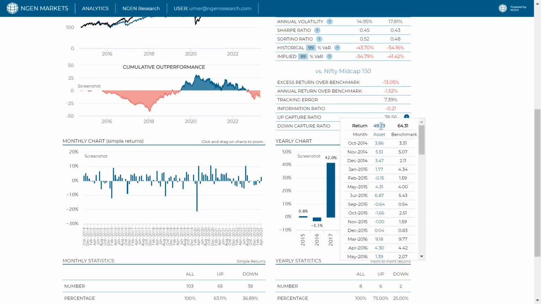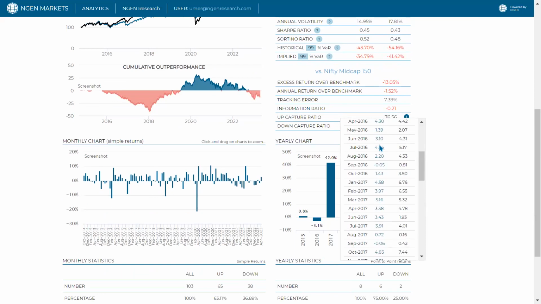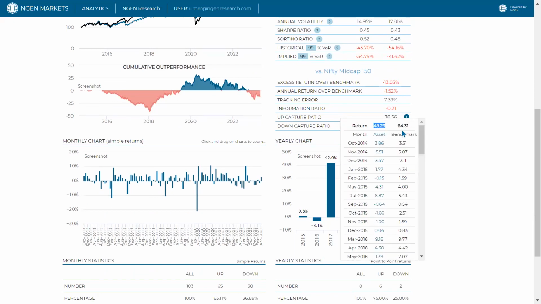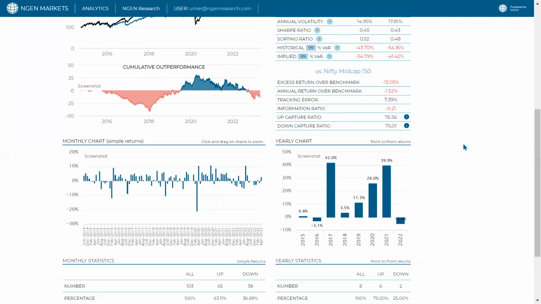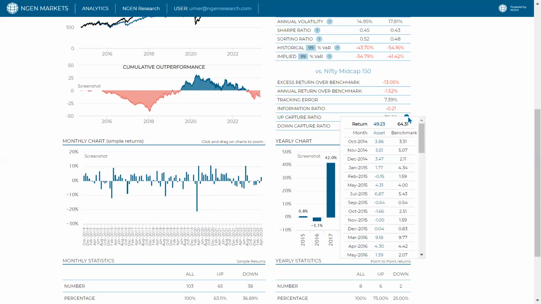Now, these return sets which you see are the sum of the monthly return sets of the asset, which is our mutual fund, whereas this benchmark return sets are the sum of all the monthly return sets for the benchmark. And when you divide this up, like it's 49 divided by 64, you will get this particular ratio. Now, a ratio which is lesser than 100 in the up markets is actually not deemed to be satisfactory, because it shows that our asset has not performed well when the benchmark was up. And you can now see that our benchmark has actually performed 64.31 when our asset was just performing 49.23.